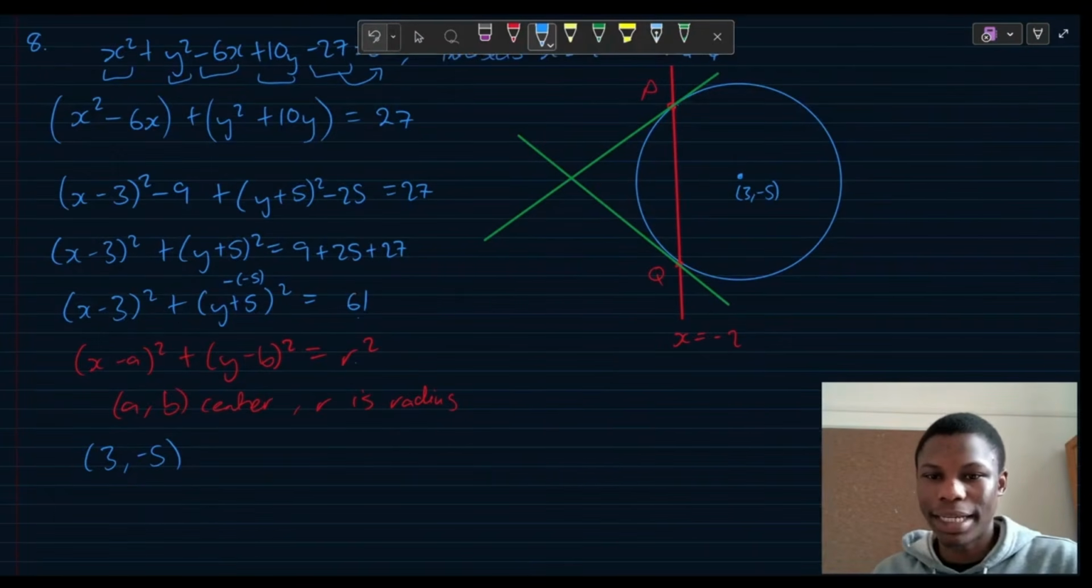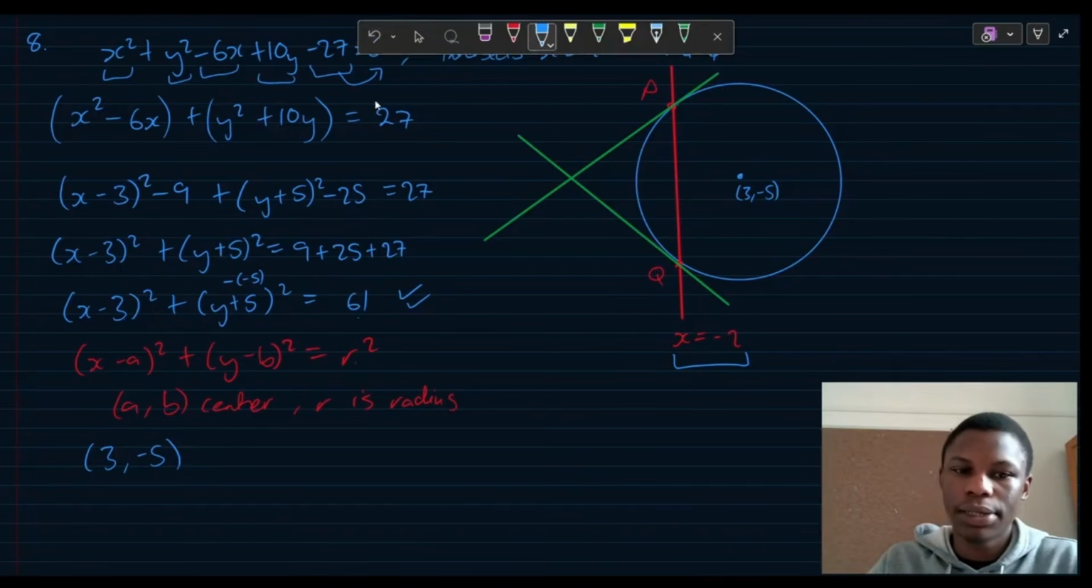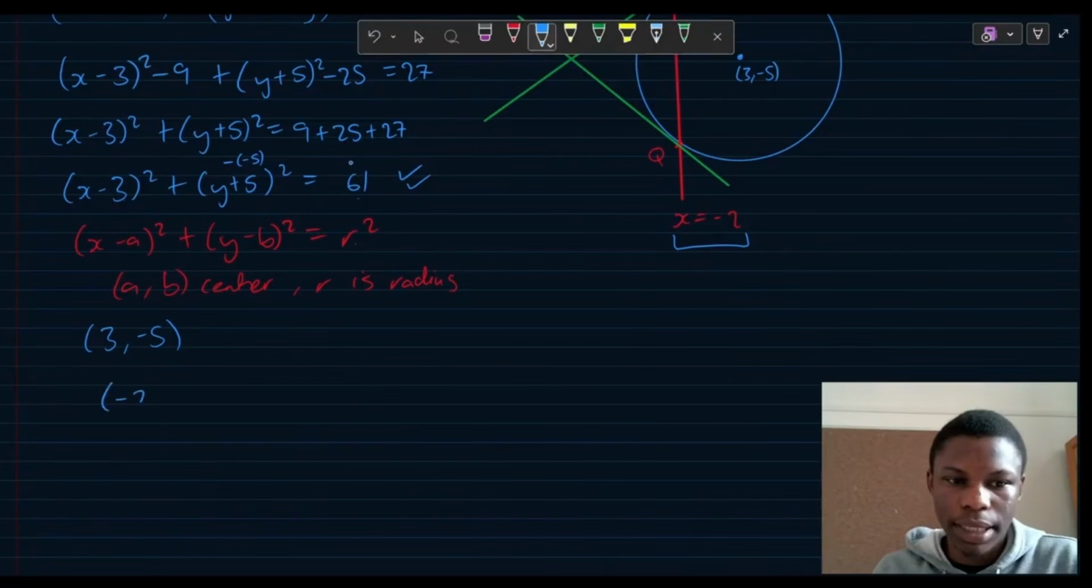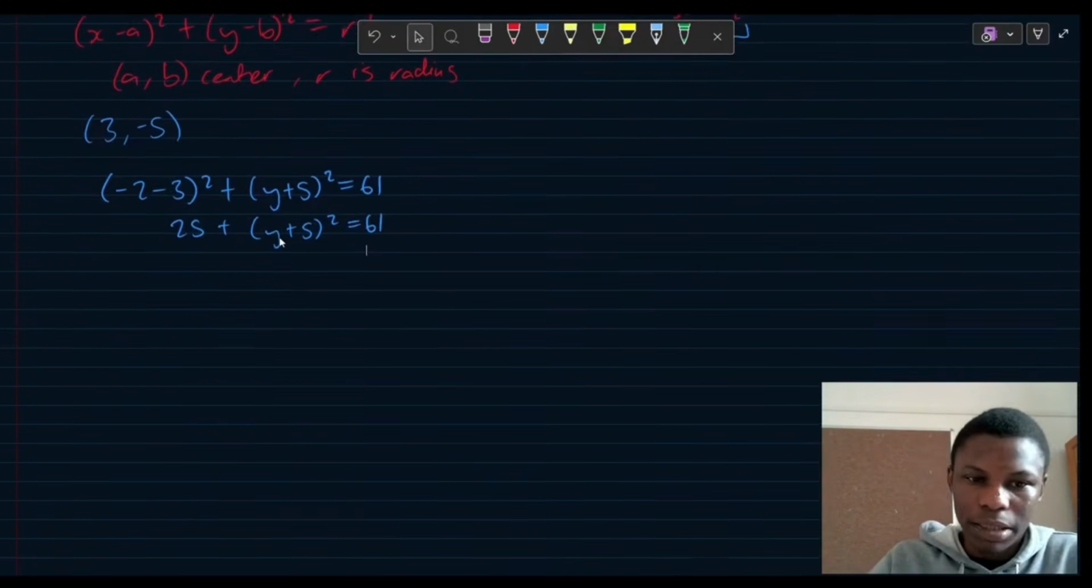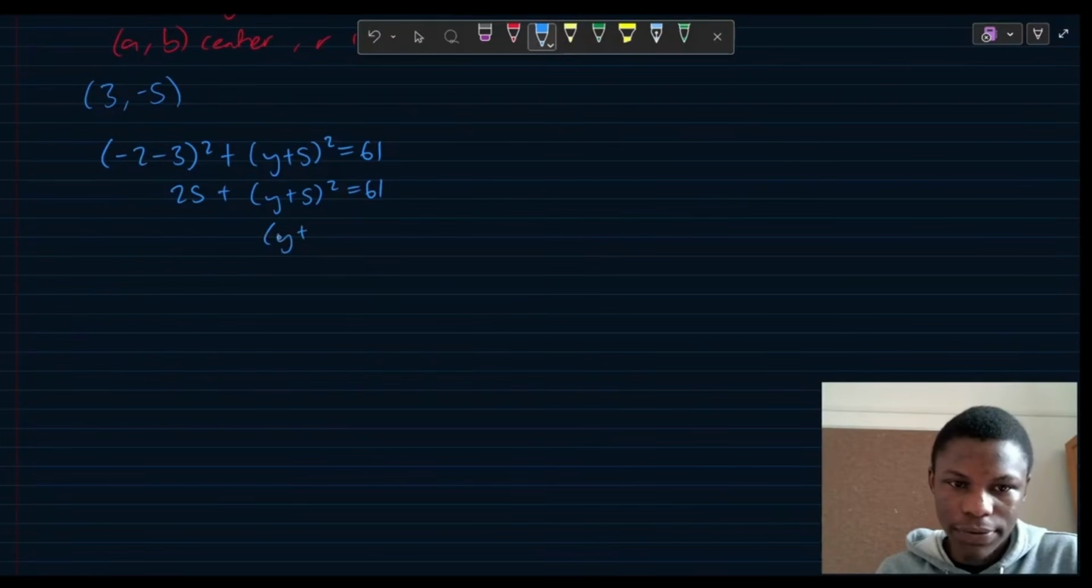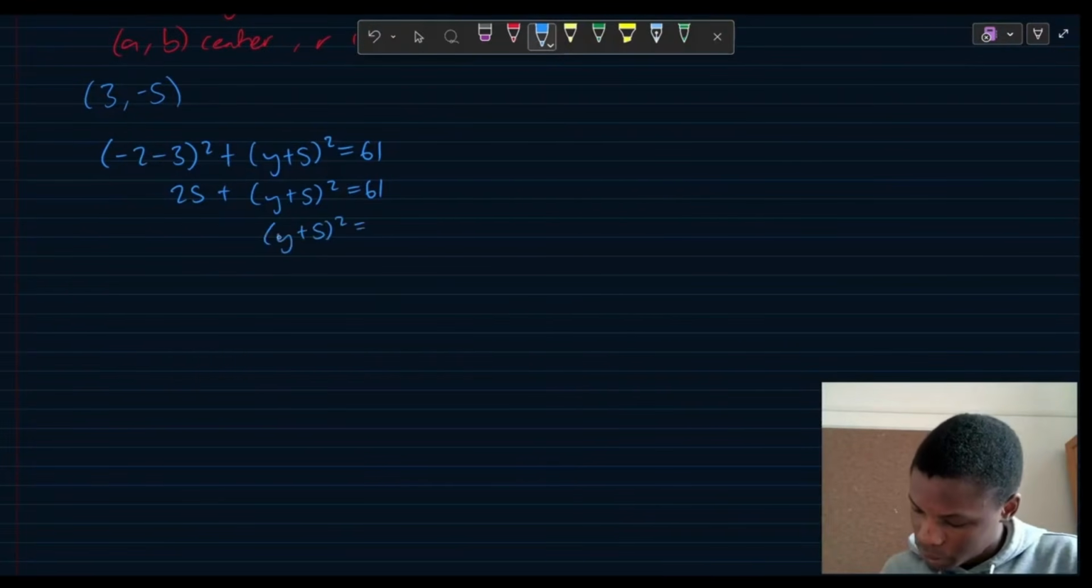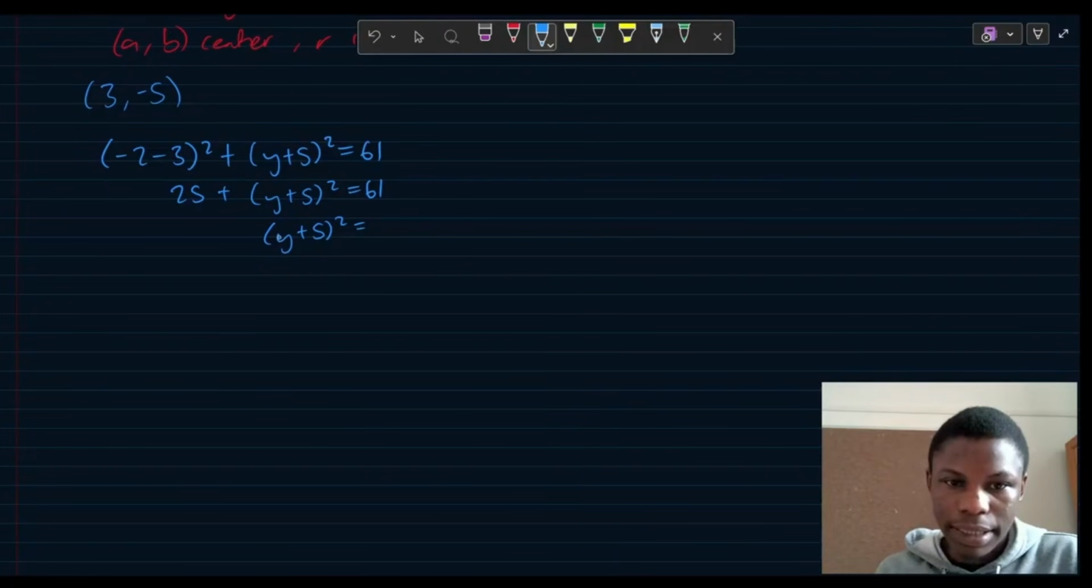We know that at P and Q, x is -2, and P and Q lie on the circle, so they satisfy this equation here. So I can substitute x with minus 2 to find what y is. Right? So I can say -2 -3 squared plus y plus 5 squared is equal to 61. And so that's -5 squared, which is 25, plus y plus 5 squared is equal to 61. Let's make y the subject of the formula. So y plus 5 squared is equal to 61 minus 25, which is 36.